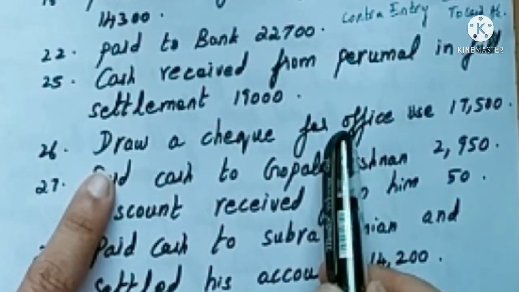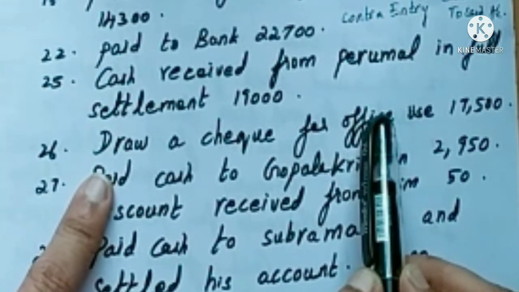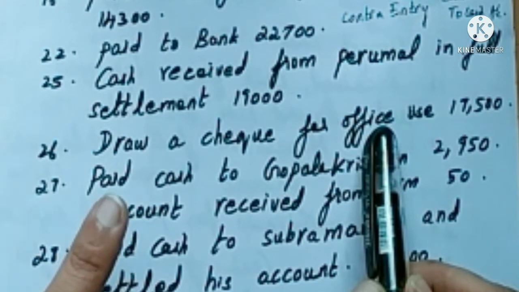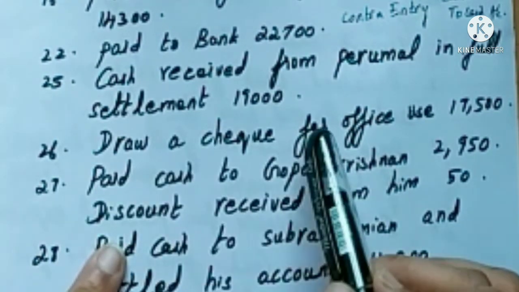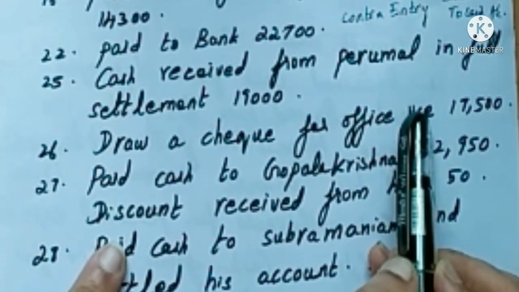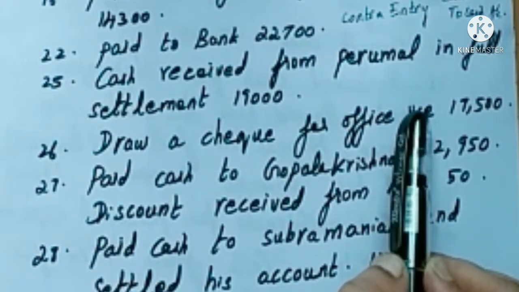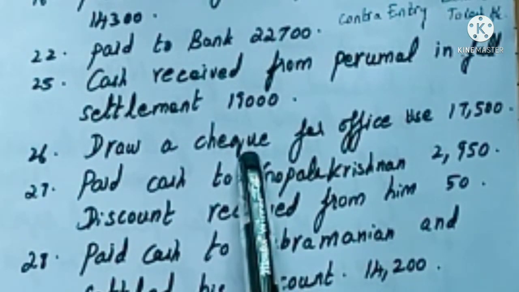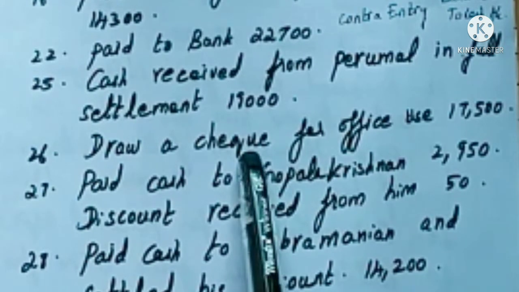Drawing a check for office use is similar to cash withdrawn from bank. Okay, again I repeat, drawing a check for office use is similar to cash withdrawn from bank. So when you withdraw cash, what is coming in? Cash is coming in. So cash account debtor. And who is the giver? Bank is the giver. So we are going to credit bank account. Entry is cash account debtor to bank account.